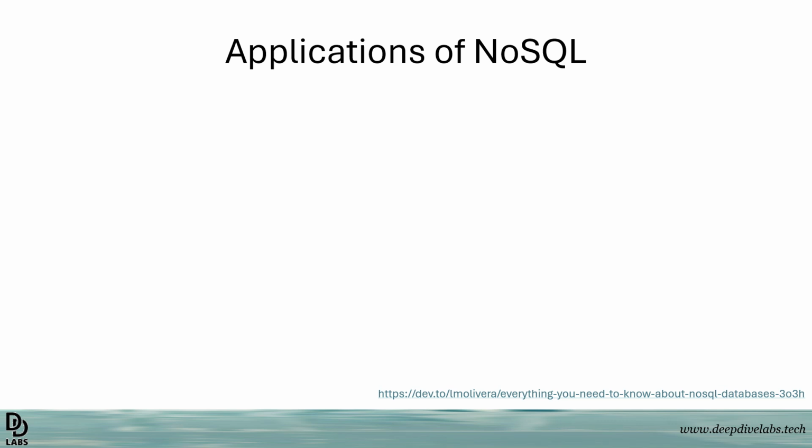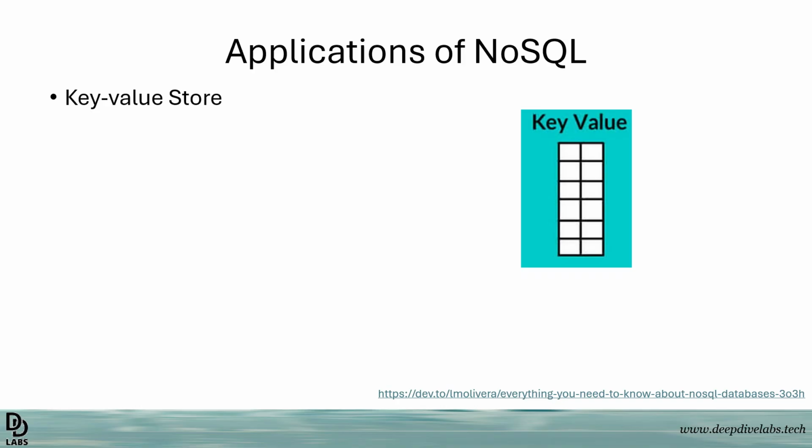Having seen some of the properties of NoSQL databases, the BASE properties and how NoSQL databases follow the CAP theorem, let's look at some of the applications of NoSQL databases. So we'll look at applications one database at a time. First, let's look at key value store. Quick refresher, key value store is where the data model is simple: a key and a value, right?